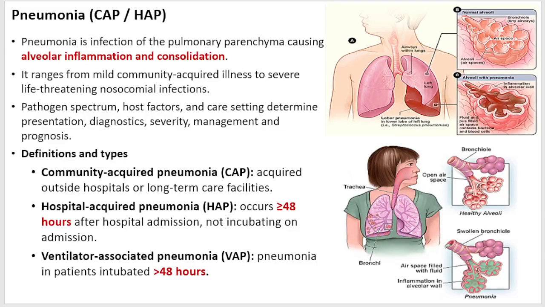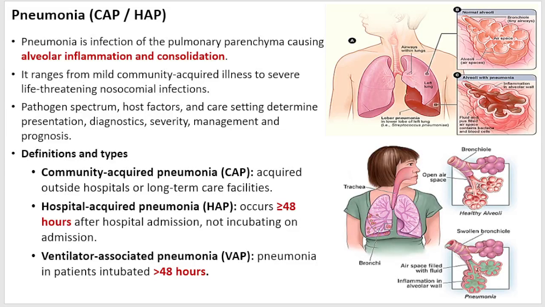Hospital-acquired pneumonia occurs typically 48 hours or more after admission, in a patient who was not intubated at the time of admission. These cases often involve resistant organisms such as Pseudomonas or MRSA. The most common pathogens are Pseudomonas aeruginosa and Staph aureus, including the MRSA type, methicillin-resistant Staph aureus.